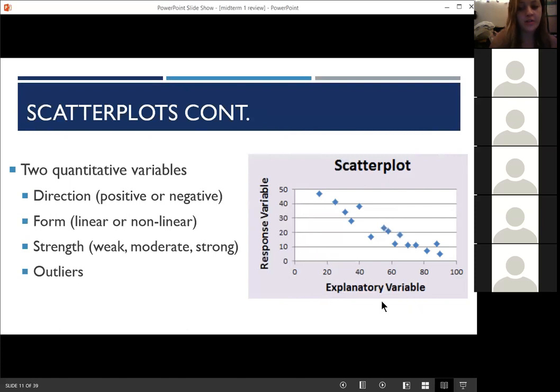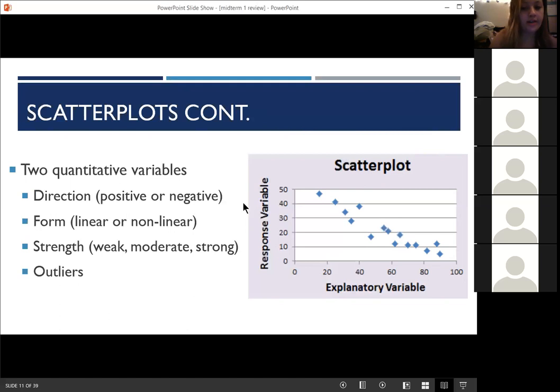So our explanatory variable is our independent variable. As you move across this number line on the x-axis, you have a change in the response variable. So whatever happens down here is going to influence what happens on the y-axis with the response variable. So the response variable is dependent upon our explanatory variable. And we just discuss it in terms of direction, form, strength, and outliers.